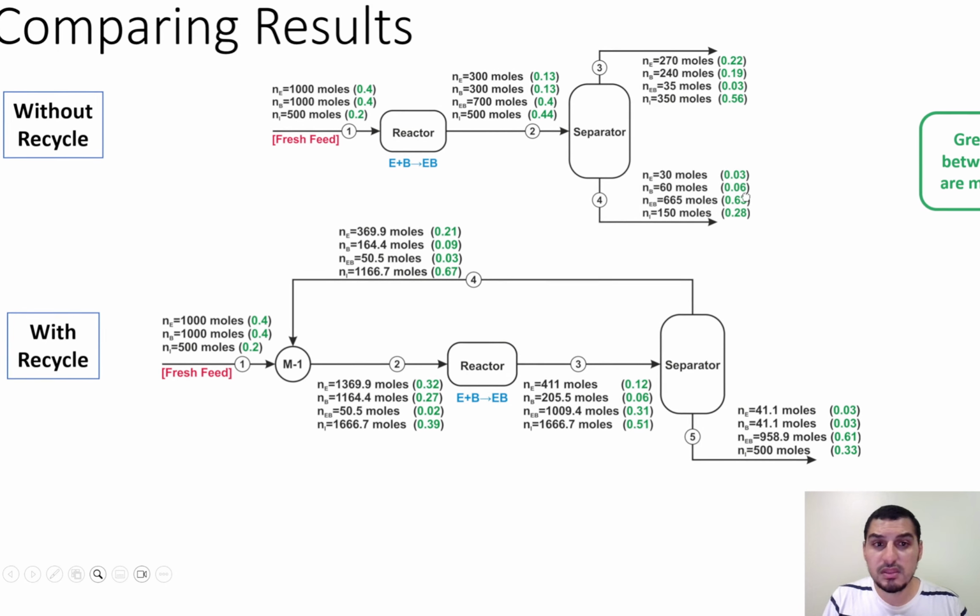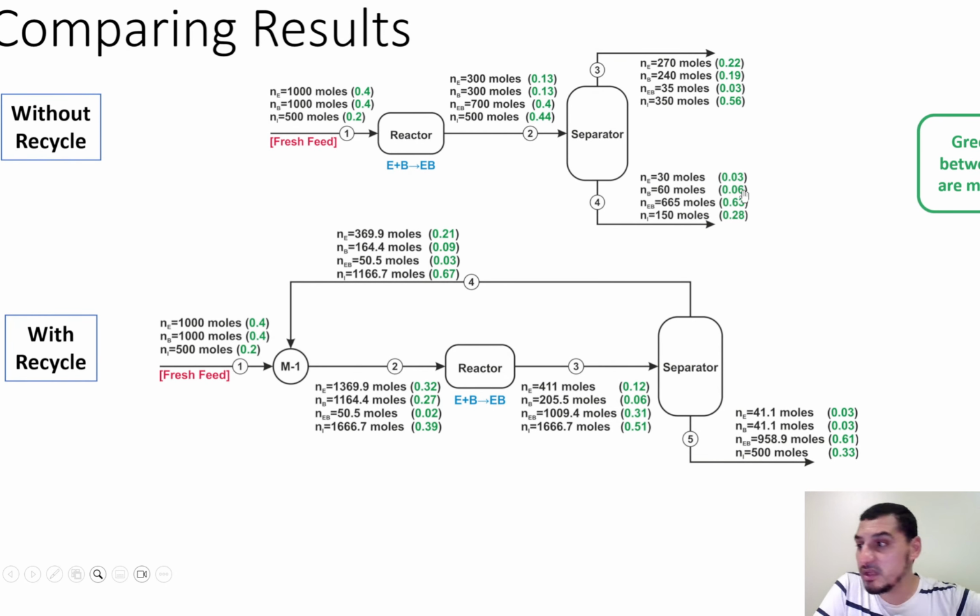So if you look at the numbers, there are some very important observations that we will see here. One thing that you would be thinking of is the product. It seems that the number of moles of ethyl benzene produced is much more than before. I think it's 1.5 times, which is a very good thing, because we now have more ethyl benzene produced. And this is what we expect when we have a recycled stream.